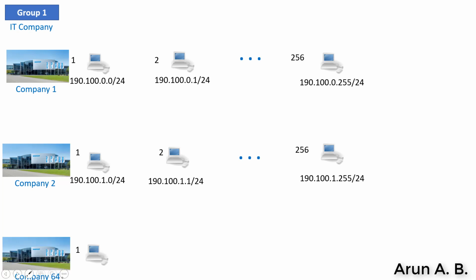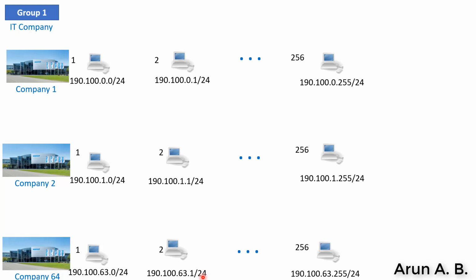Finally, at the 64th company, the IP address starts from 190.100.63. Why? Because block 0 satisfies 256 customers, block 1 satisfies 256 customers. Similarly, we have such 64 blocks, such 64 companies in this group 1. Therefore, as it starts from 0, the final value will be 63. So 63.0, 63.1, 63.2, and so on up to 63.255. So this is the final IP address which is assigned in group 1.